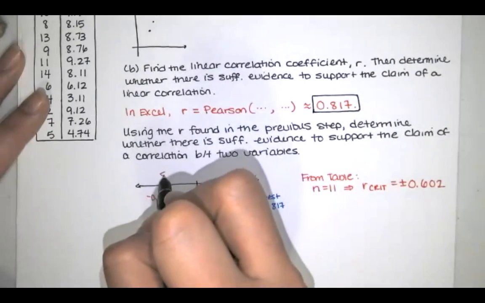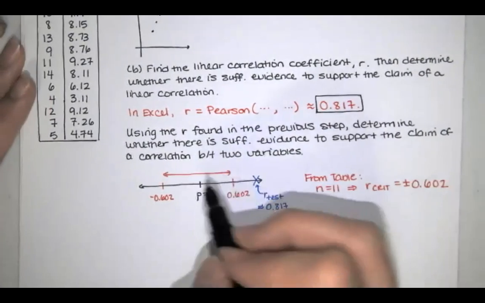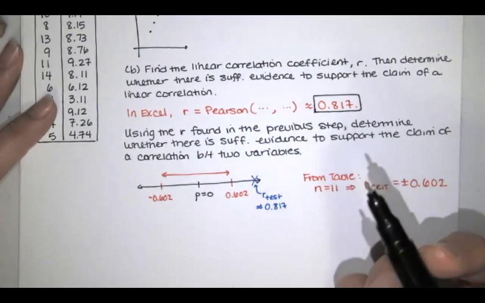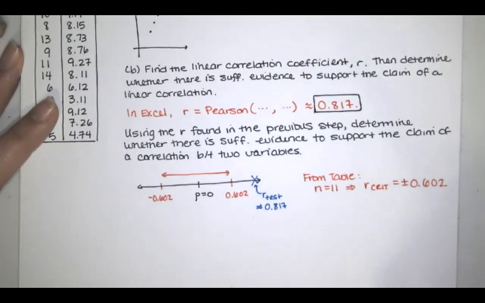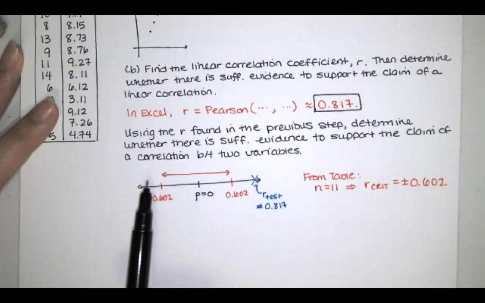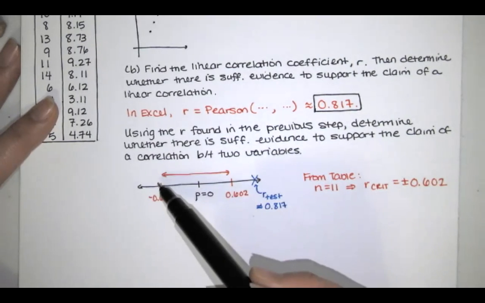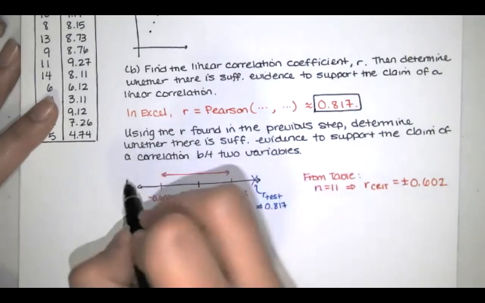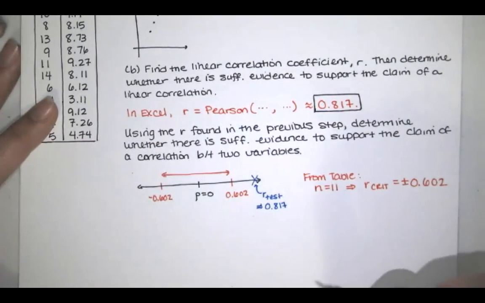Now, all of the values of R between the critical values are not statistically significant in the sense that they're not significantly high or significantly low if there truly is no correlation between the two variables. But our values out in the tails are statistically significant. This is significantly high. This would be significantly low. So those correspond to evidence of a correlation.